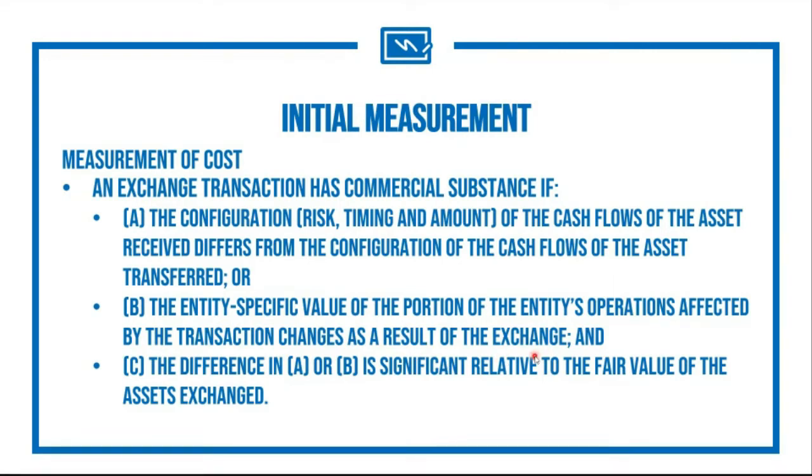So meaning, if we say for example, because I received a different PPE as compared to the old PPE that I have, so there was an exchange, the value in use of the entire operations is now significantly changed. So meaning there is commercial substance. But if after the exchange, the entity-specific value or value in use is basically the same, then there is no commercial substance. And letter C, the difference in A or B is significant relative to the fair value of the assets exchanged. So in order for you to say that there is commercial substance, you need to establish either A or B. And after establishing A or B, you need to establish letter C, that it is significant.